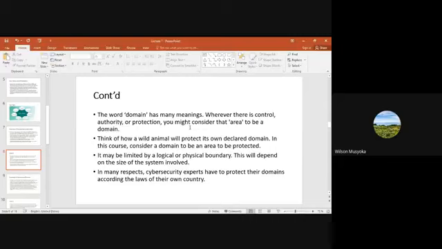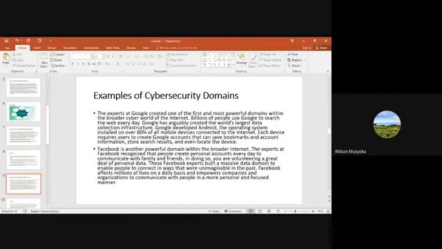It may be limited by a logical or physical boundary. A physical boundary is like your home, which has physical locations. But the logical boundary is in terms of ideology, in terms of the data which is being managed. So that is what makes it a domain. So cybersecurity experts have to protect their domains according to the laws of the different administrative areas or countries. So let us look at these cybersecurity domains.